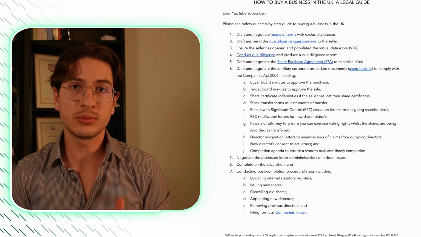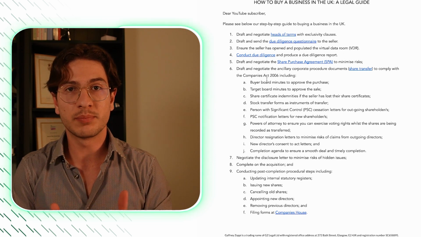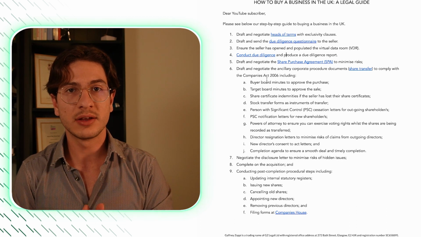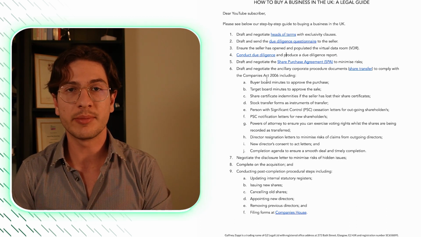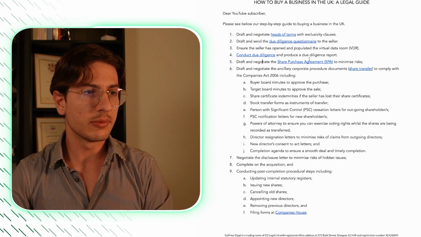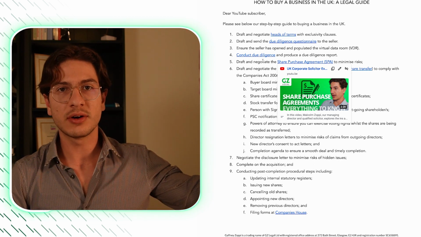Once you have conducted due diligence and you've identified any red flags, you might either back out of the deal or proceed with the purchase, but you'll want to include warranties and indemnities in your share purchase agreement, which is step number 5. I'm sharing another video of mine on share purchase agreements. You can access it right here.